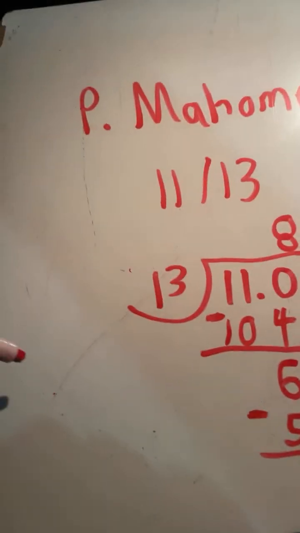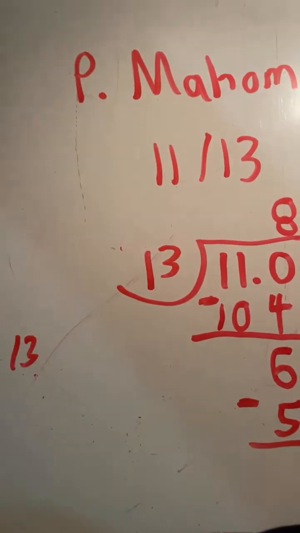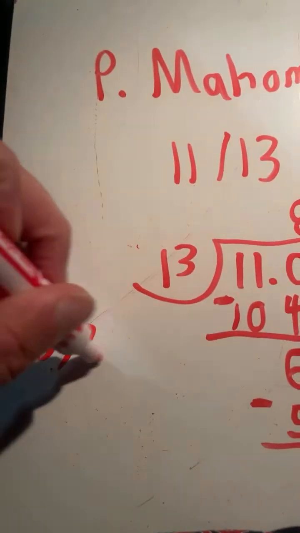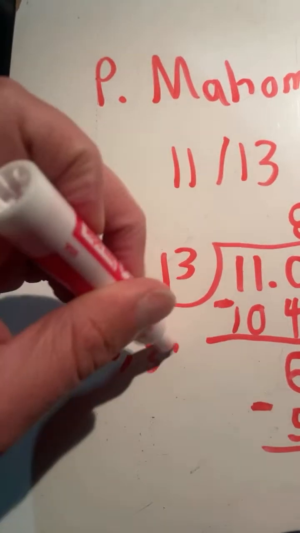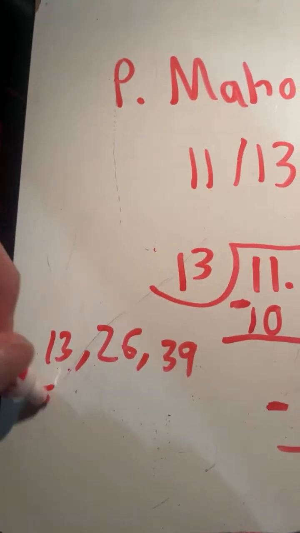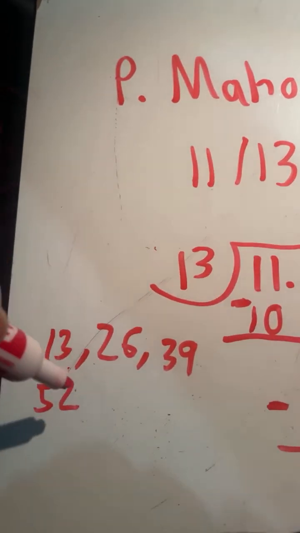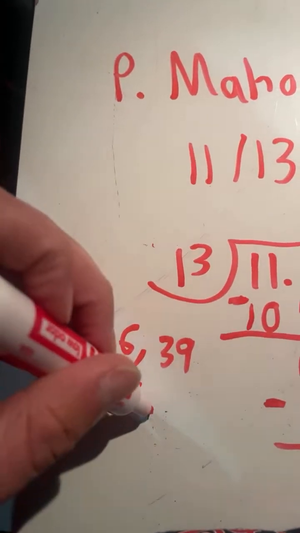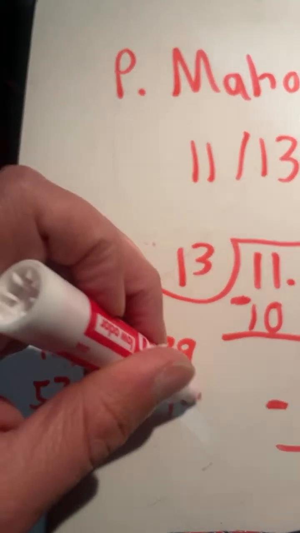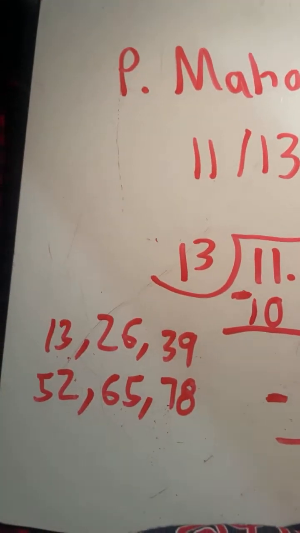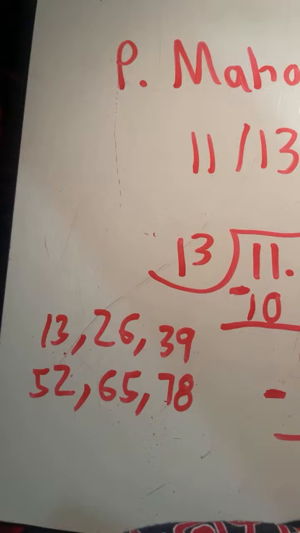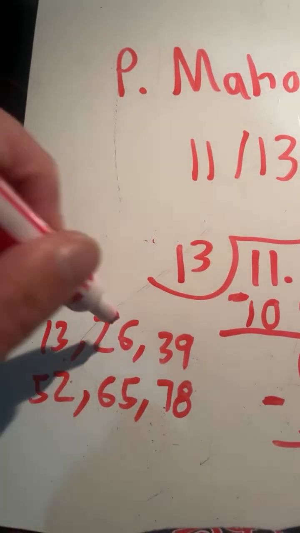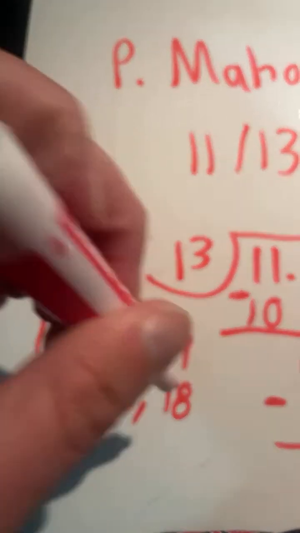Here we go. So I'm going to do that off to the side. 13, that's one group. 26, two groups. 39, three groups. 52, four groups. 65, five groups. 78, six groups. If I count by 13 again, I'll be at 91, which is too far. But I was able to get 1, 2, 3, 4, 5, 6 groups of 13 within 80.